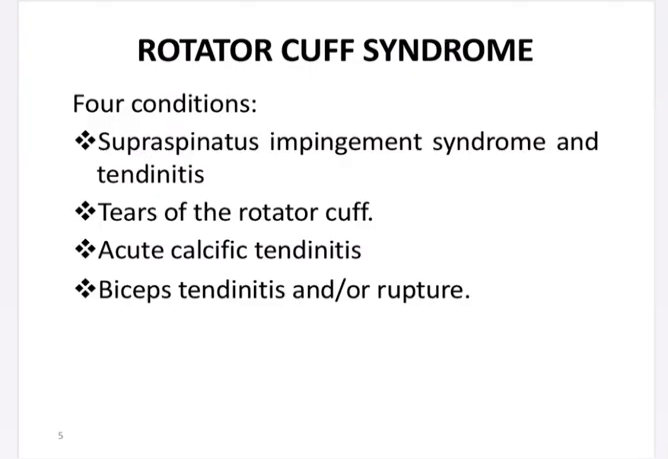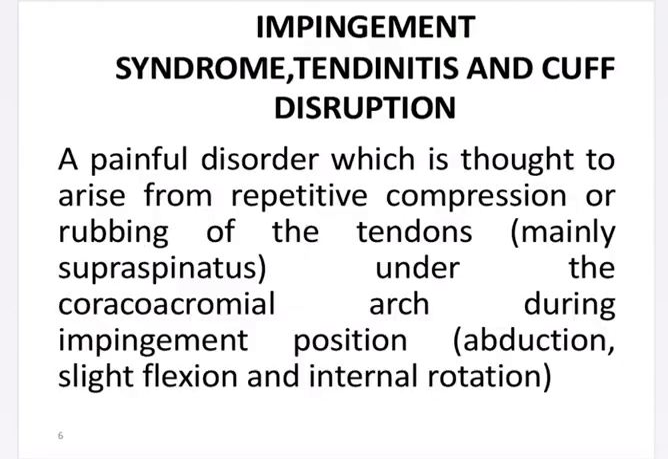Rotator cuff syndrome, or disorder of rotator cuff. We have four conditions. First, supraspinatus impingement syndrome and tendinitis, tear or rupture of rotator cuff, acute calcific tendinitis, and biceps tendinitis. Impingement syndrome, tendinitis, and cuff disruption.